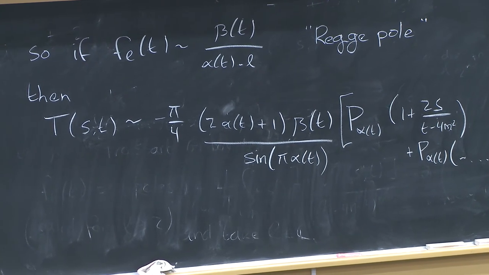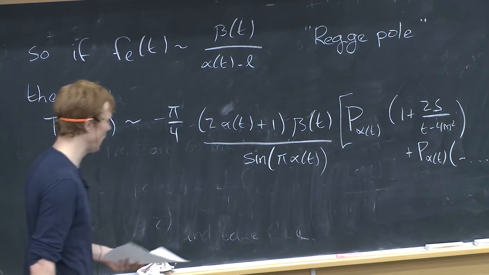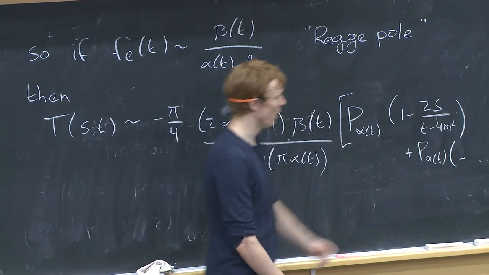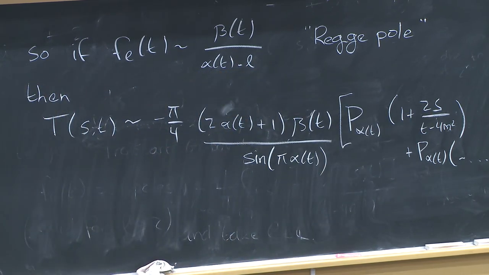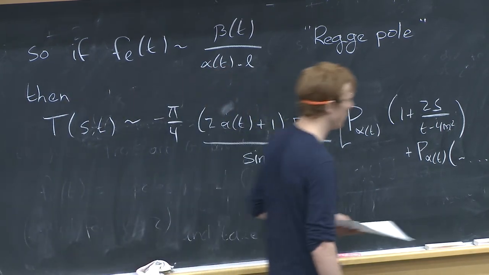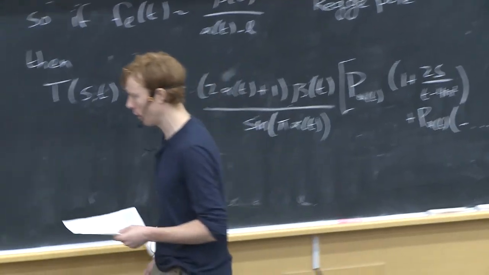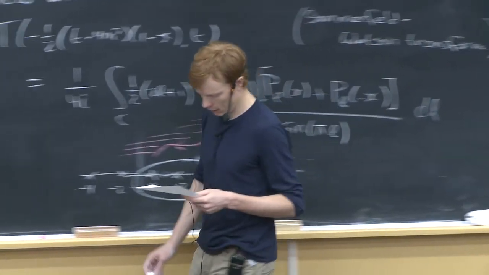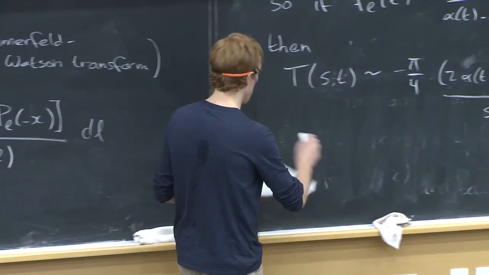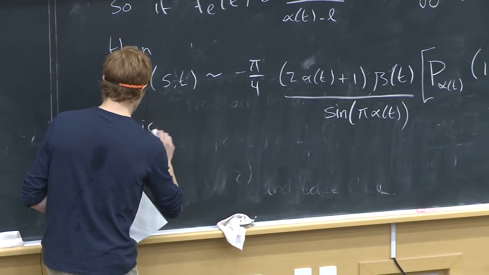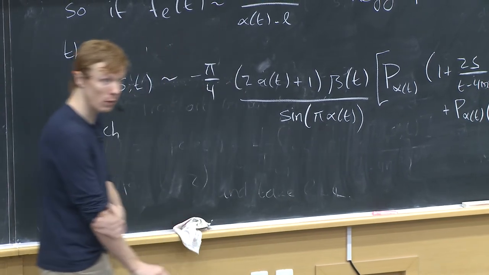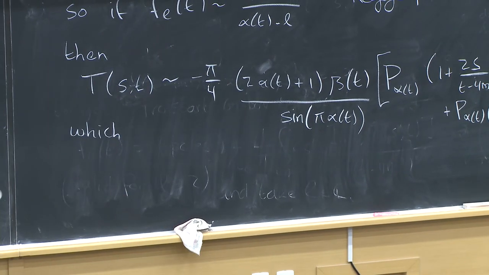So the first zeroth order check is what happens at very large s. Holding t fixed, well, I get s to the power alpha of t. So at least that bit is OK, that you can check from properties of the Legendre functions for general L. But also, we see that this has poles. It's a scattering amplitude with a bunch of poles sitting at alpha of t being an integer.